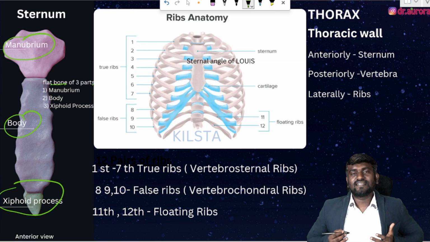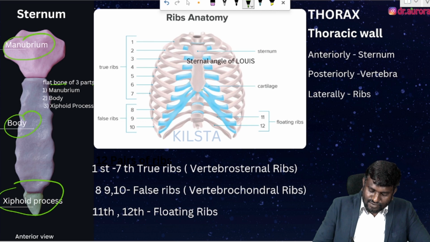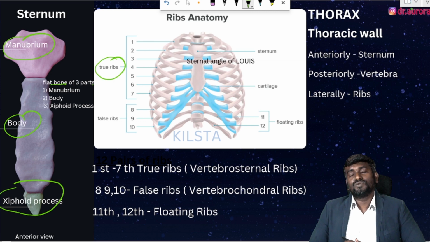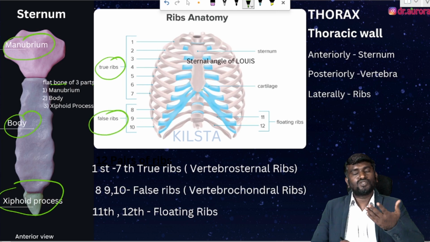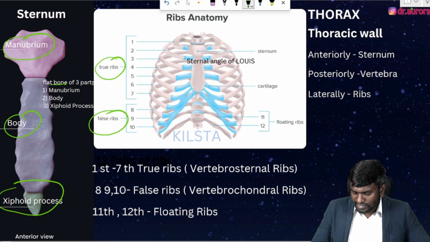Now, discussing the rib cage. Ribs 1 to 7 are called the true ribs. Ribs 8 to 10 are going to be called the false ribs. And as you know, the 11th and 12th are going to be the floating ribs.